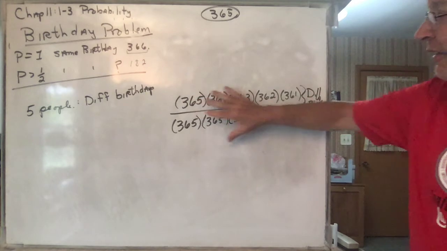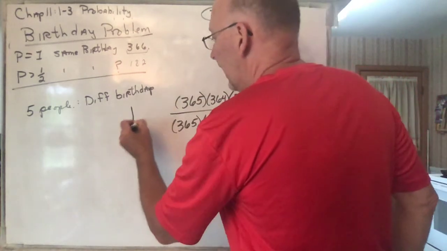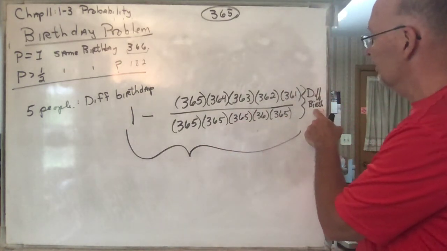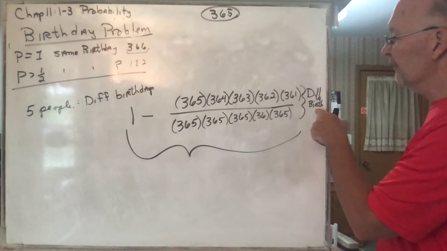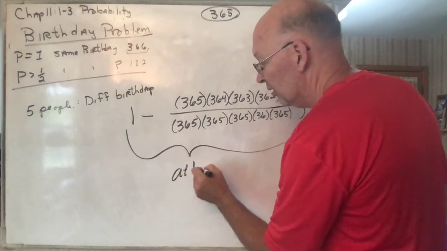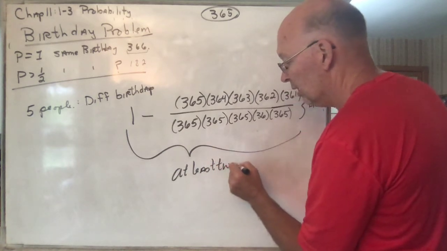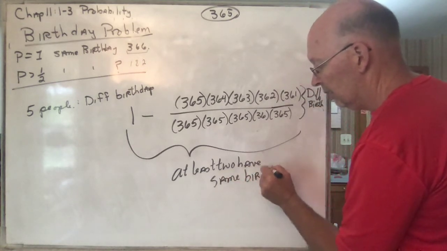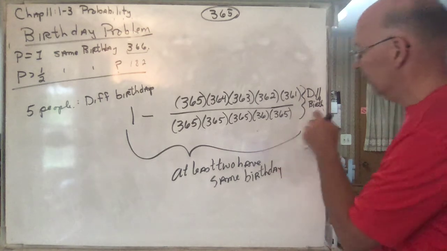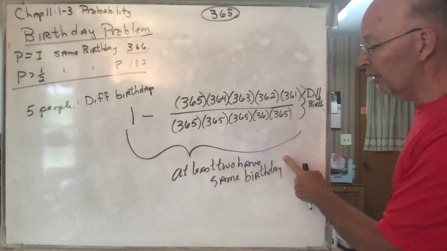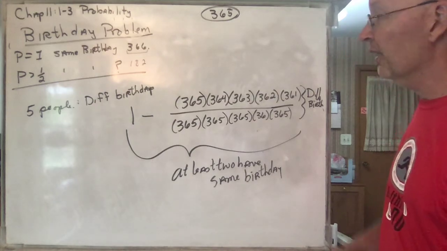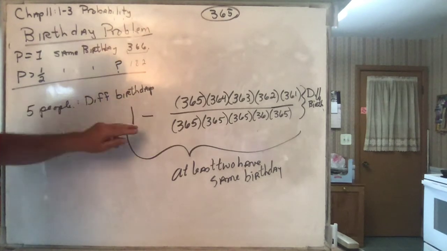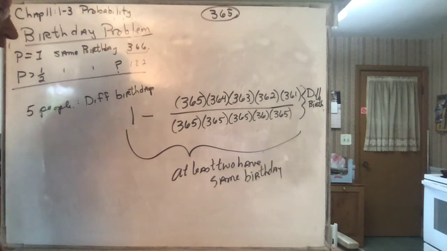And since that's the probability that they have different birthdays, 1 minus that is then, what's the opposite of them all having different birthdays? What's the complement of that? Either they all have different birthdays, or at least 2 have the same birthday. That's the complement. If they don't all have different birthdays, then at least 2 of them have the same birthday. So this right here is the probability they all have different. 1 minus that is the probability that at least 2 have the same birthday.